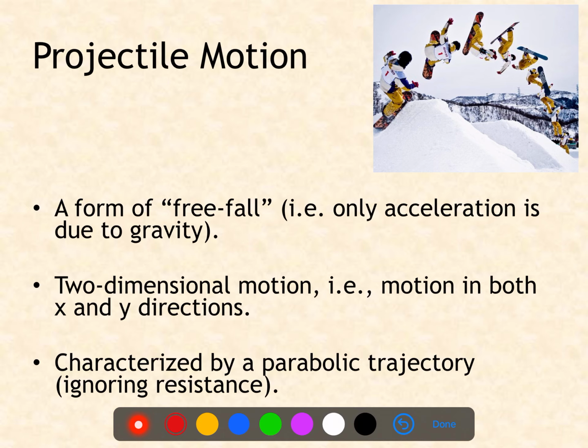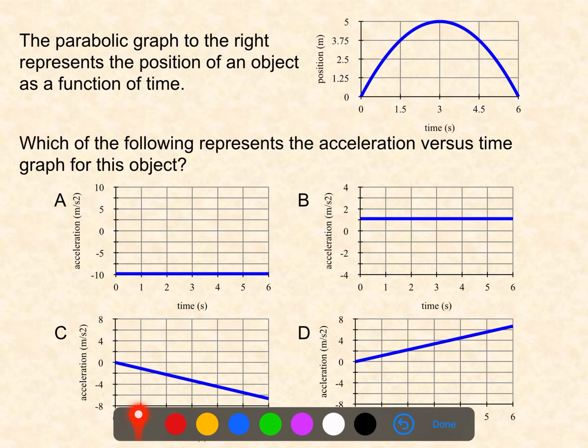So the constant velocity in the x direction plus the free fall due to gravity in the y direction work together to create a trajectory that is characterized by a parabola, as you're seeing here with this snowboarder. Okay, so let's think about that motion in terms of some graphs of position versus time, velocity versus time, and so on.